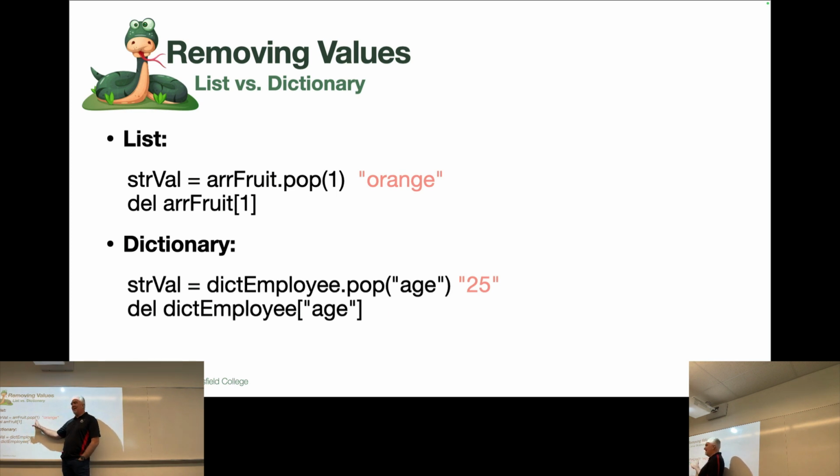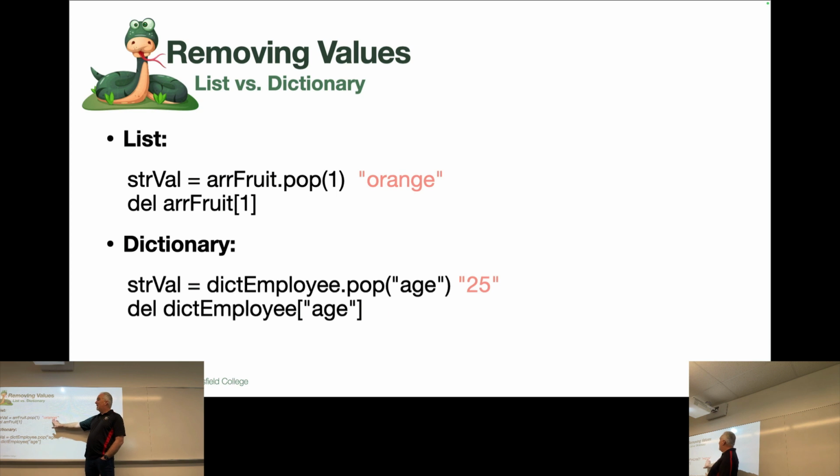And I'm going to give it the index of the value that I want to remove here. And in this case, I am going to give it the key that I want to remove if it's a dictionary. So list is index, dictionary is always a key to do anything to those values.